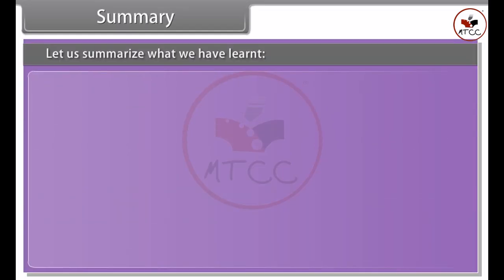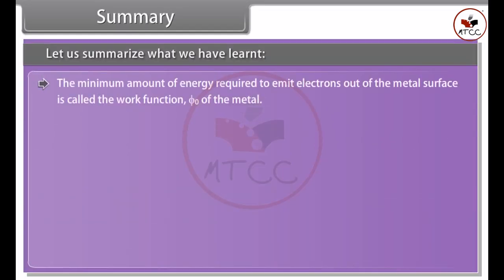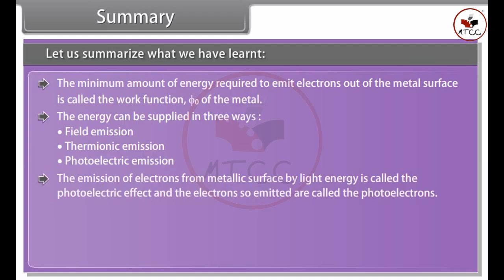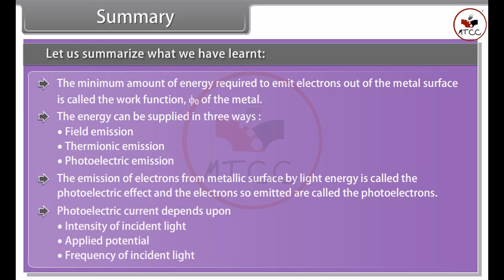Summary. Let us summarize what we have learned. The minimum amount of energy required to emit electrons out of the metal surface is called the work function phi0 of the metal. The energy can be supplied in three ways: field emission, thermionic emission, photoelectric emission. The emission of electrons from a metallic surface by light energy is called the photoelectric effect, and the electrons so emitted are called the photoelectrons. Photoelectric current depends upon intensity of incident light, applied potential, and frequency of incident light.